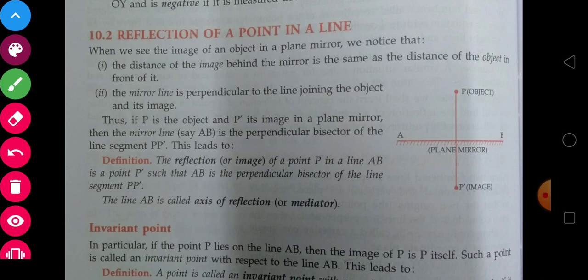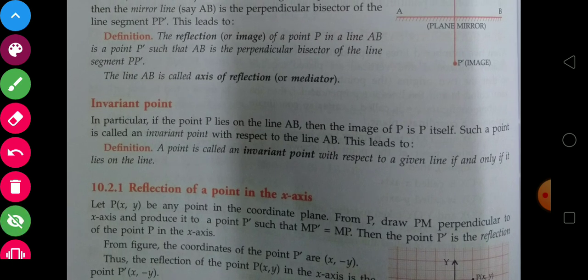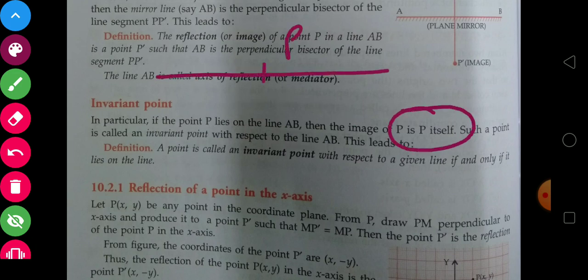Then there is one more term called the invariant point. Now what is an invariant point? In particular, if point P lies on the line AB, then the image of P is P itself. So if this is the line, the plane mirror, and point P lies on the line AB, then that point P would be the image of itself, correct? In that case, that point is called an invariant point. Clear? So that is the invariant point.